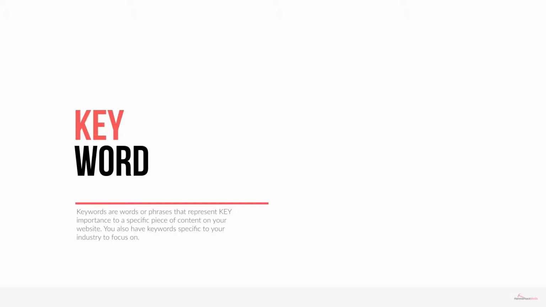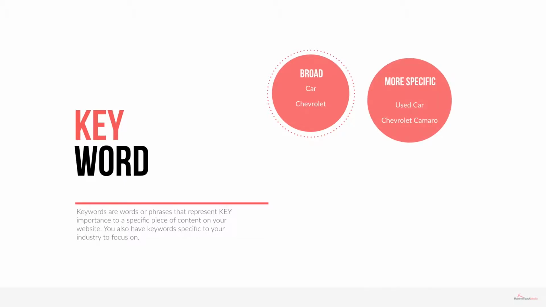Keywords are words or phrases that represent key importance to a specific piece of content on your website. You also have keywords specific to your industry that you could focus on. Let's say that you are a car dealership and you're trying to improve how your business ranks in comparison to the big dealerships down the road. You have broad keywords like car and Chevrolet. You have more specific keywords like used car and Chevrolet Camaro.